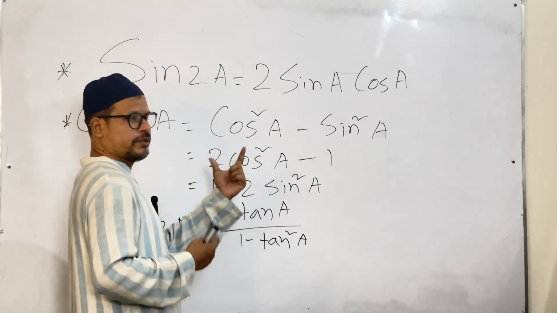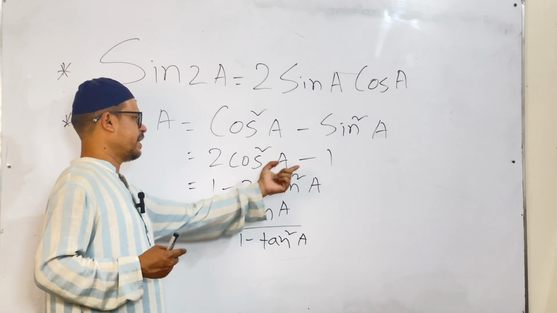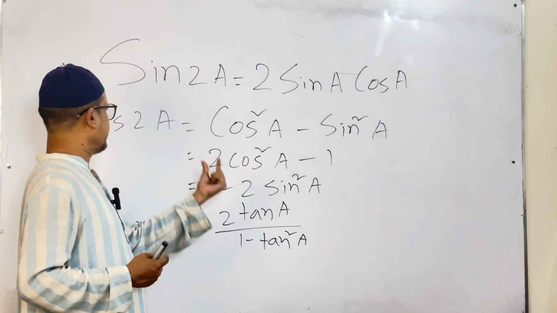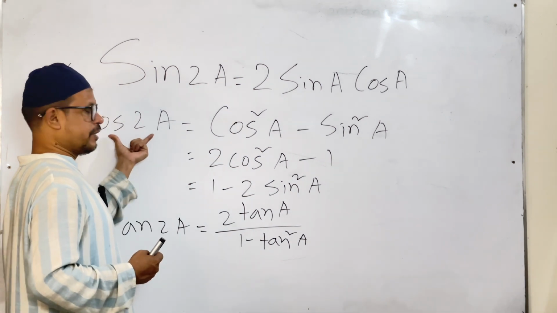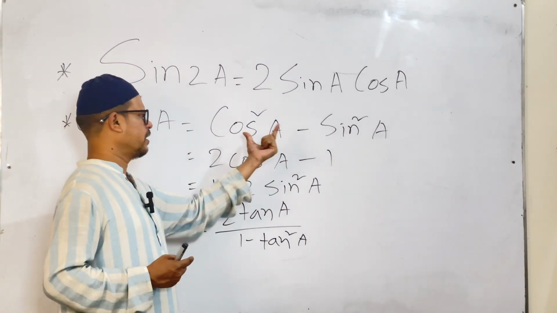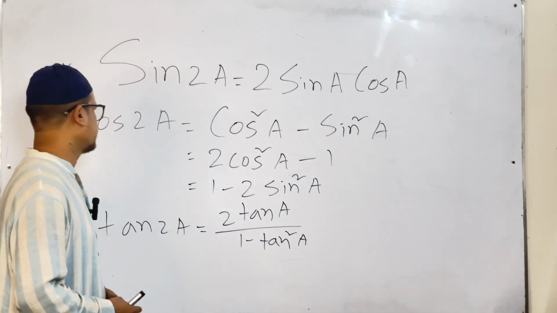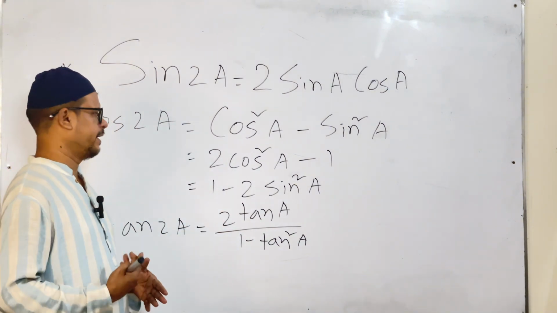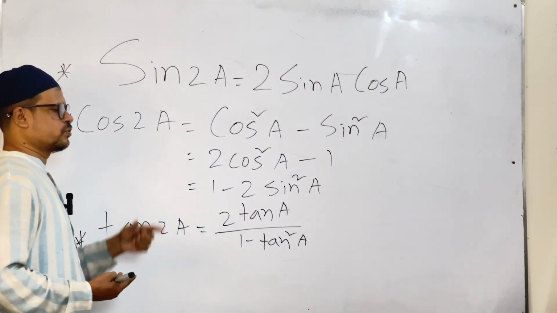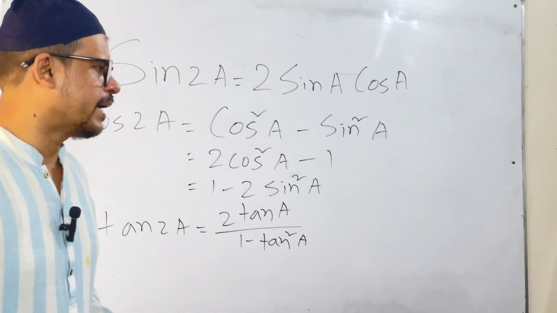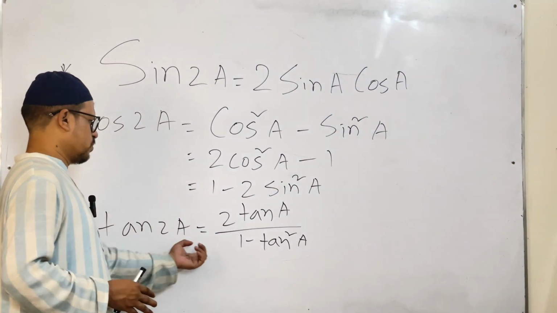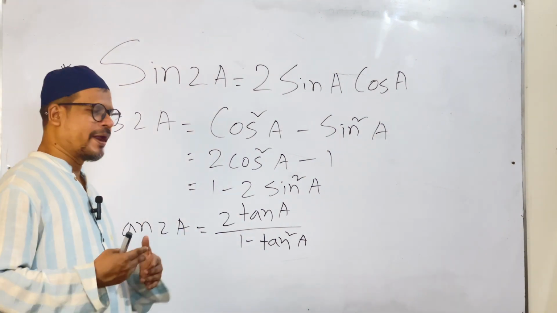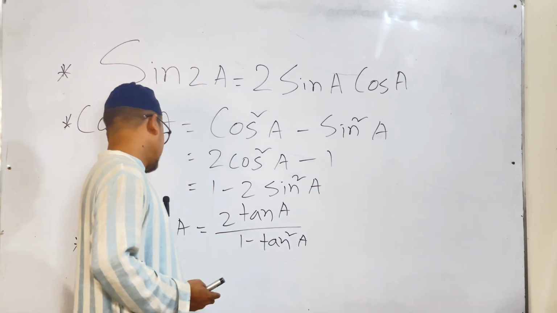You just try to remember. This is first 2 cos square then minus 1, and first 1 then minus 2 sin square A. You can write cos 2A equal to cos square A minus sin square A, or cos 2A equal to 1 minus 2 sin square A, or cos 2A equal to 2 cos square A minus 1. Now tan 2A equals 2 tan A in the numerator and denominator 1 minus tan square A. So this is very simple.